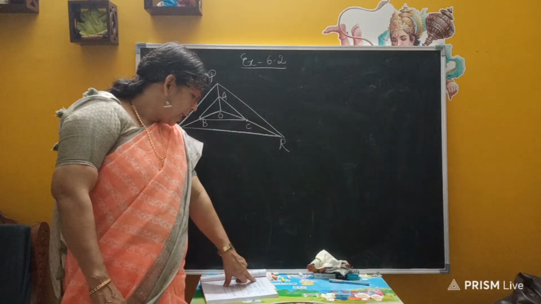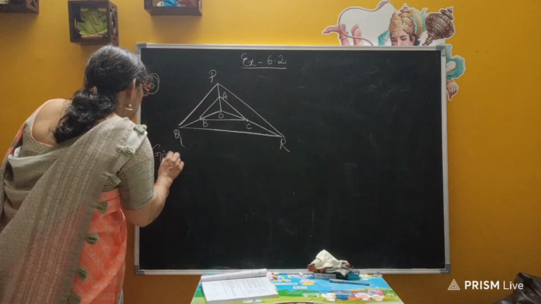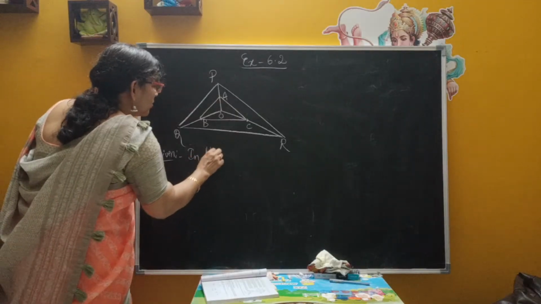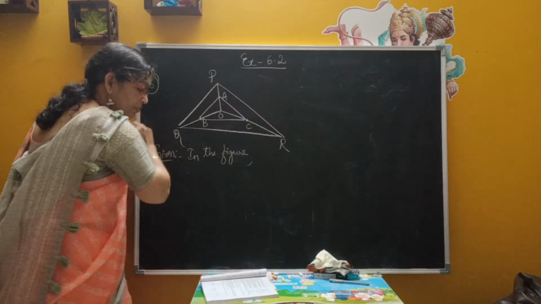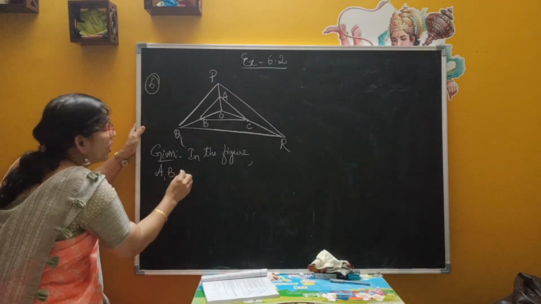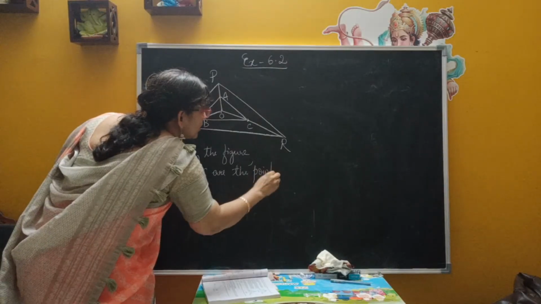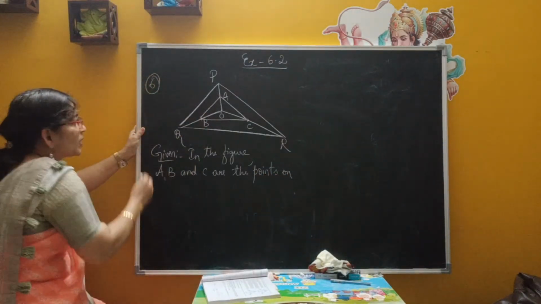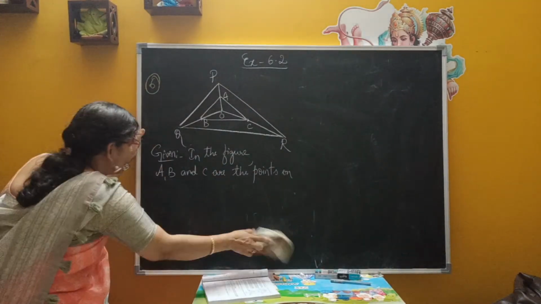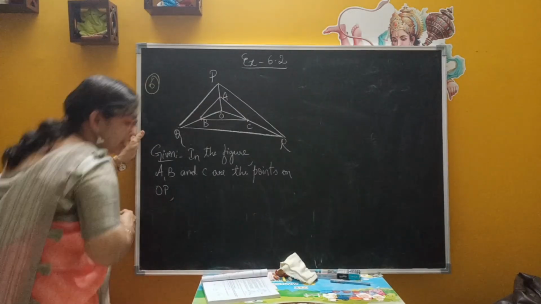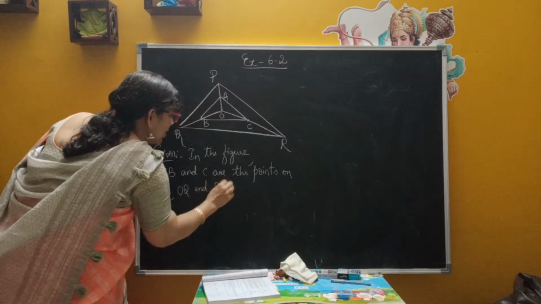Here they have given AB and CR. What are given, you write. In the given part you can write: in the given figure, A, B and C are the points on OP, OQ and OR respectively. I am writing it as it is in the textbook, it is easy to understand.